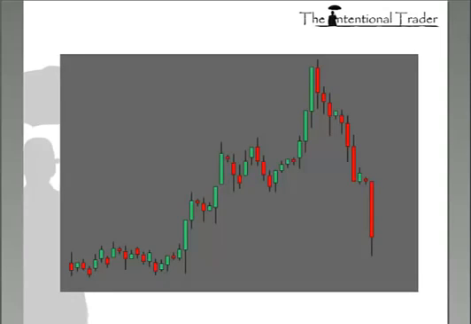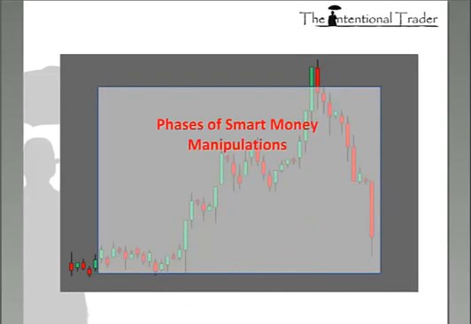All right. So let's take a look at this. The phases that the smart money uses to manipulate the markets. They're going to do this in 4 phases. First phase of a market manipulation is called accumulation. I'm going to go through each one of these things individually. All right? Markup. Second phase of the smart money manipulations.